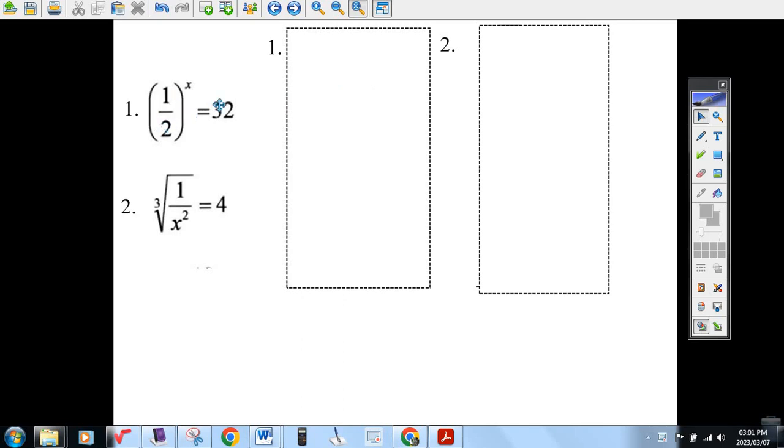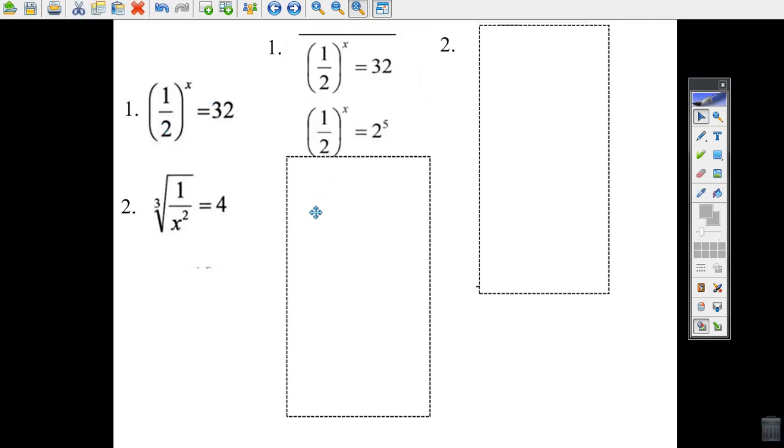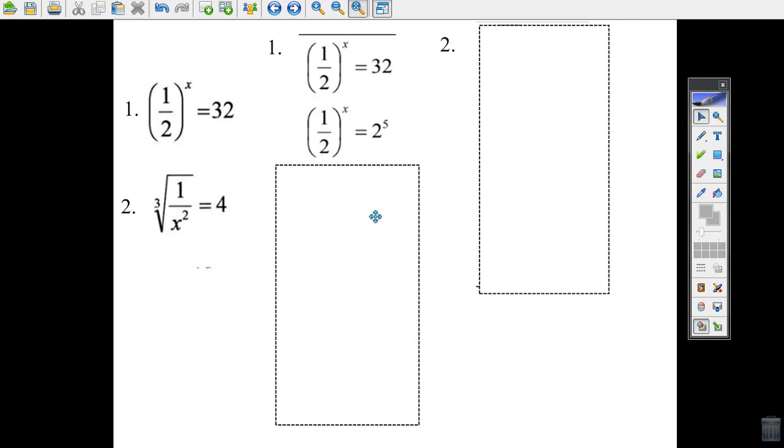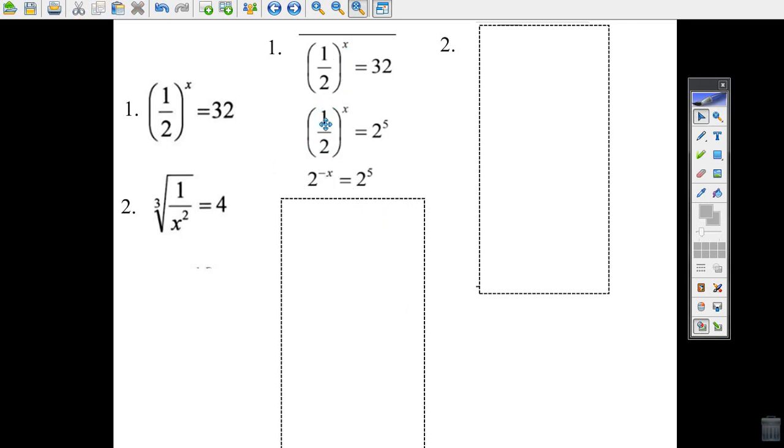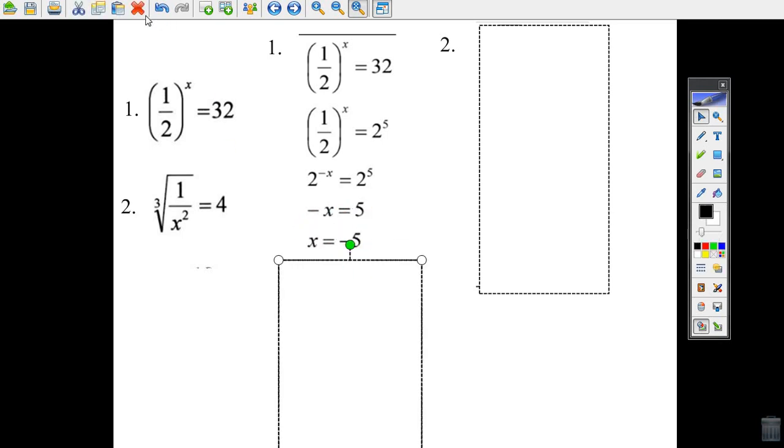You have to know that 1 over 2 is really 2 to the minus 1. And that's why 2 to the minus 1 put to the x power is 2 to the minus x. And if you go 32 equals, shift, and then factors, you're going to get that 32 is 2 to the 5th power. Now that the bottoms are exactly the same, the only way they can be equal is if the tops are equal to each other. So minus x must equal 5, and x must equal minus 5. And that's it.